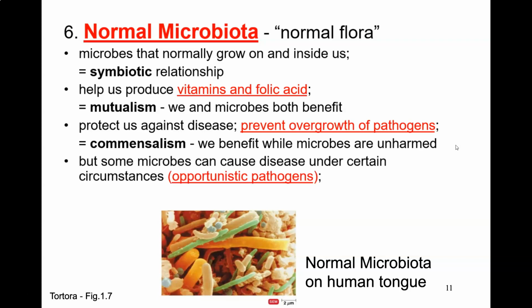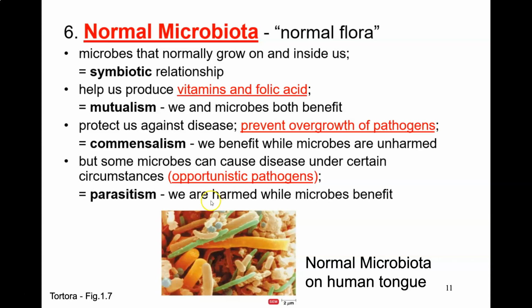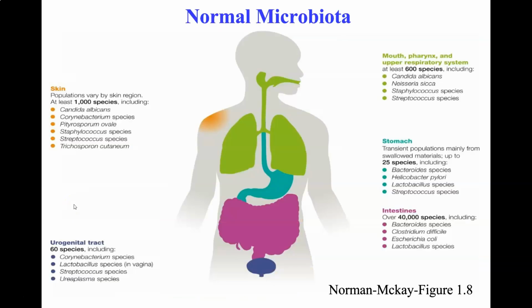There are only a few microbes that actually cause disease under certain circumstances, and these are called pathogens. Some pathogens will find an opportunity to cause disease. So when we are harmed but the microbes benefit from that, then this relationship is called parasitism. So we have a very complex interaction with the microorganisms.